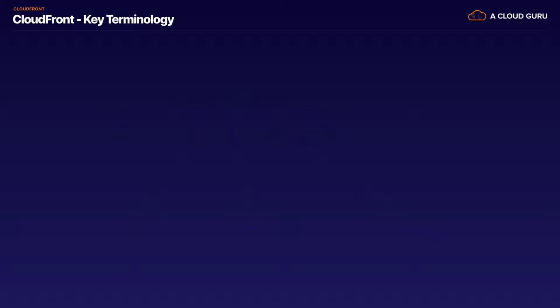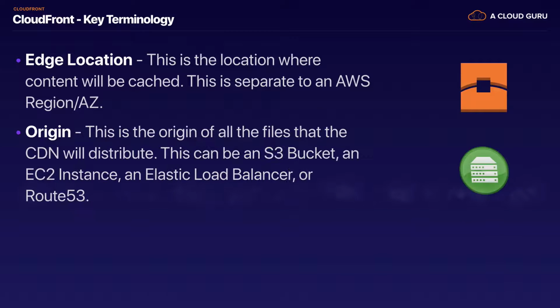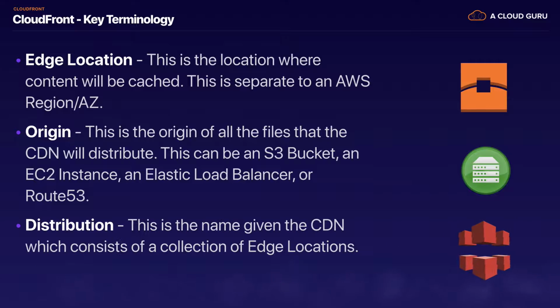Before we explore what CloudFront is and how it works, we need to understand some key terminology. I'm going to start with edge location. I'm sure you know what an edge location is by now, but let's just explain it. This is a location where content is going to be cached, and this is separate to an AWS region or availability zone. An origin is the origin of all the files that the CDN will distribute. This could be an S3 bucket, an EC2 instance, an elastic load balancer, or even Route 53. In the next lecture, we're going to use an S3 bucket as our origin.